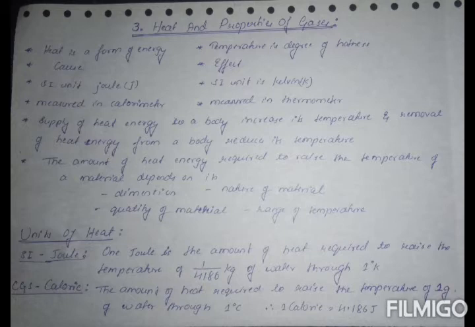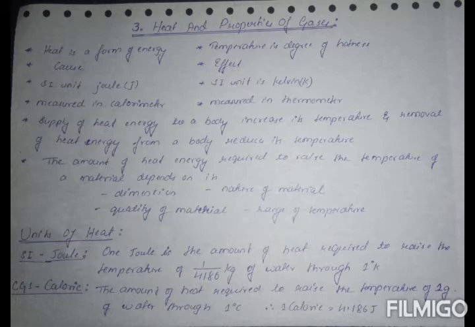And the CGS unit of heat is calorie. It means the amount of heat required to raise the temperature of 1 kg of water through 1 degree Celsius. It means taking 1 kg of water and supplying heat until the temperature rises by 1 degree Celsius. It is called a calorie.